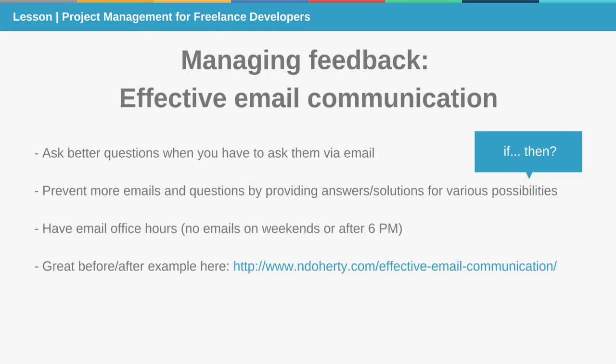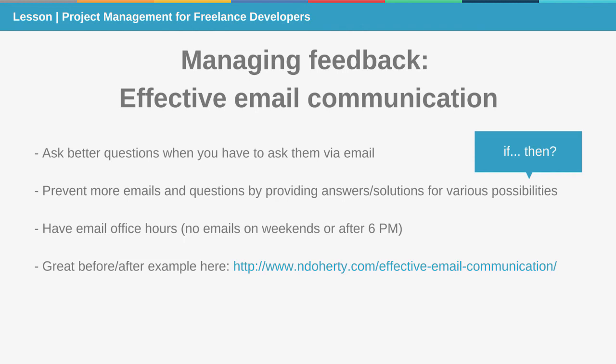So one specific thing we're going to hone in on here is effective email communication. You want to ask better questions when you have to ask them via email. You also want to prevent more emails and more questions by providing answers and solutions for various possibilities. So saying if-then, for example, when you're writing back and clarifying that feedback, or say someone's asking about working with you, you say, okay, if you wanted to do this kind of project, then I have availability starting this date. If you wanted to do that kind of project, I have availability starting this date. I wasn't quite sure which one you wanted from the email, so I thought I'd send you both.